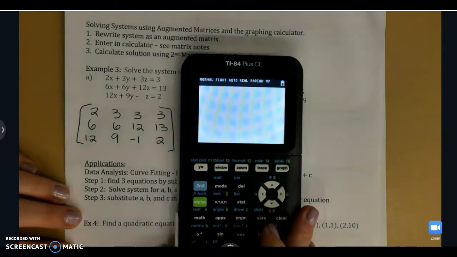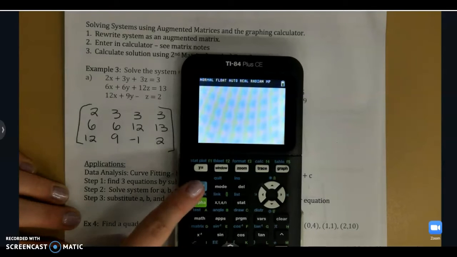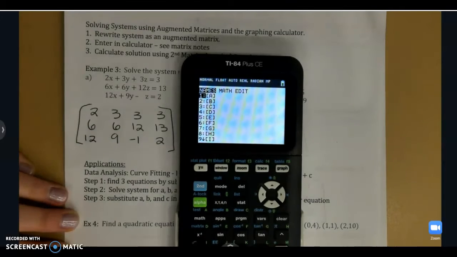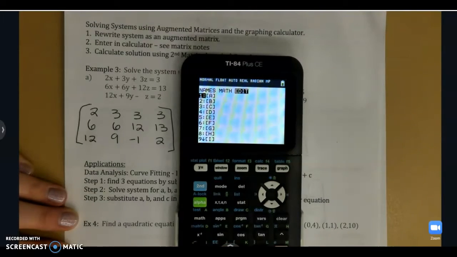Now, in my calculator, we are actually going to go to the matrix menu. If you see that blue word matrix above the x to the negative 1 power button, so we're going to hit second matrix, and we're going to scroll to the right to the edit menu, and we can just put this in matrix A. They're named by letters.